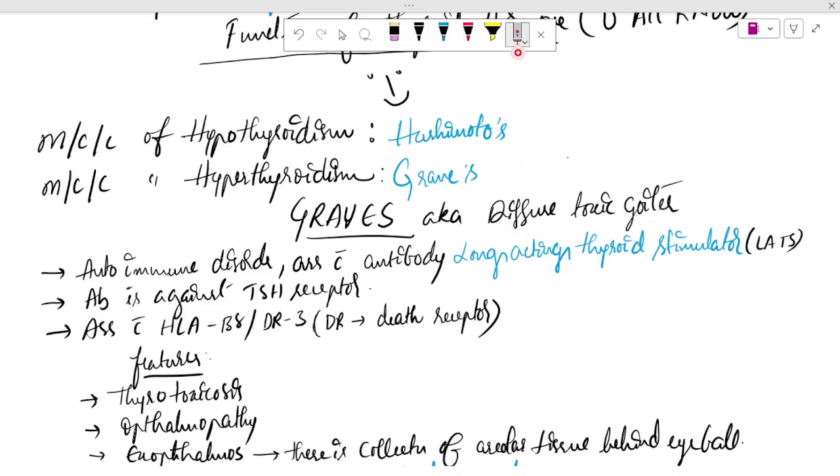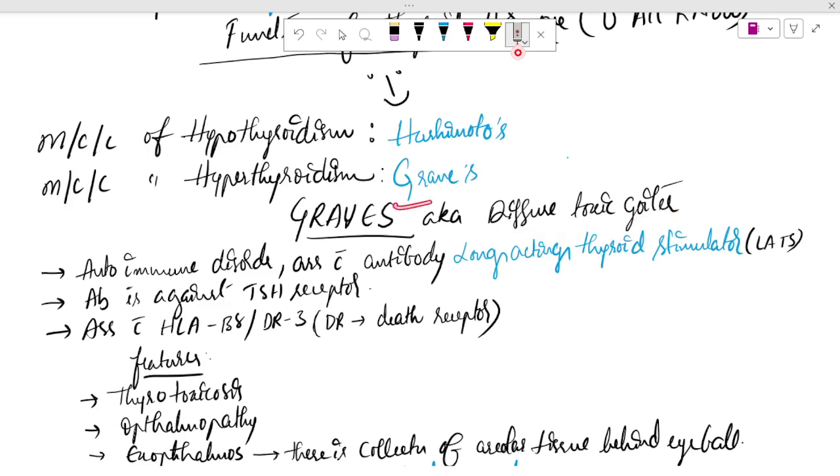Why diffuse? Because you have diffuse infiltration all over the thyroid gland. The infiltration will not be at a particular focus. You will have it diffused all around the thyroid gland, all around the thyroid tissue. You have the abnormal infiltration. So that's why it's a diffuse toxic goiter.